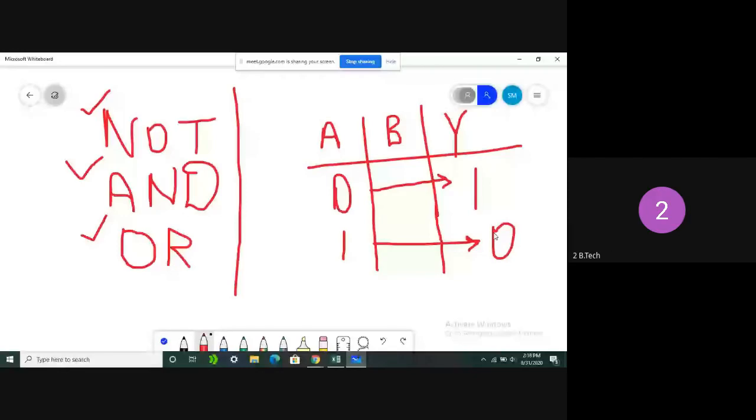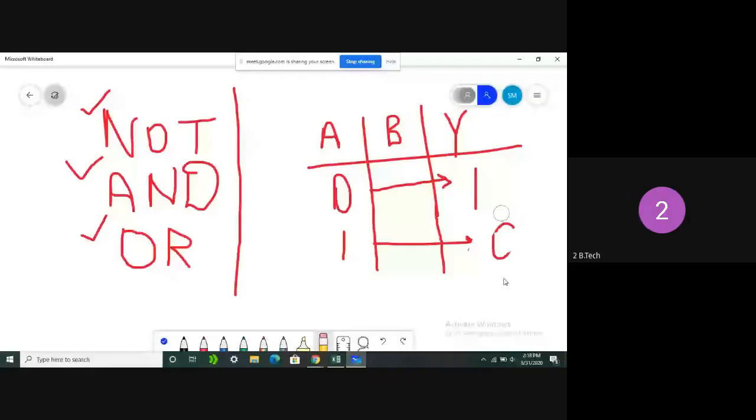Clear, all of you? Yes, sir. Okay, and now we can see what the OR operation is. In order to perform an OR operation, we need at least two input terminals. So let us consider that the two input signals are A, one input, and B, the other input.